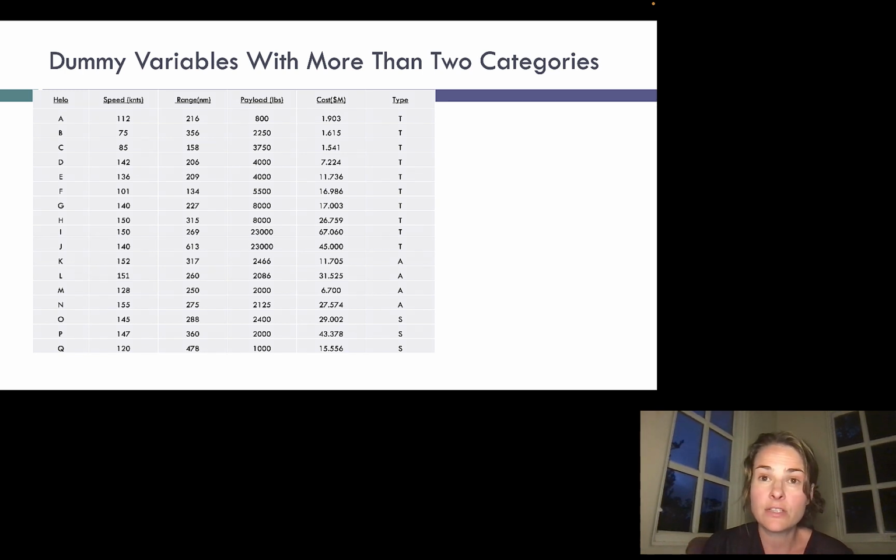Now, we aren't constrained to one category. We can add multiple categories. So here we have another cost estimating relationship. We have helicopters, and we have 3 types of helicopters. I believe transport, attack, and search and rescue helicopters in that type category, TAS. Again, can't really run a regression on them. Well, we can, because R is smart, and it will take our categorical variables and essentially turn them into dummy variables for us, but just for the moment, we can't.